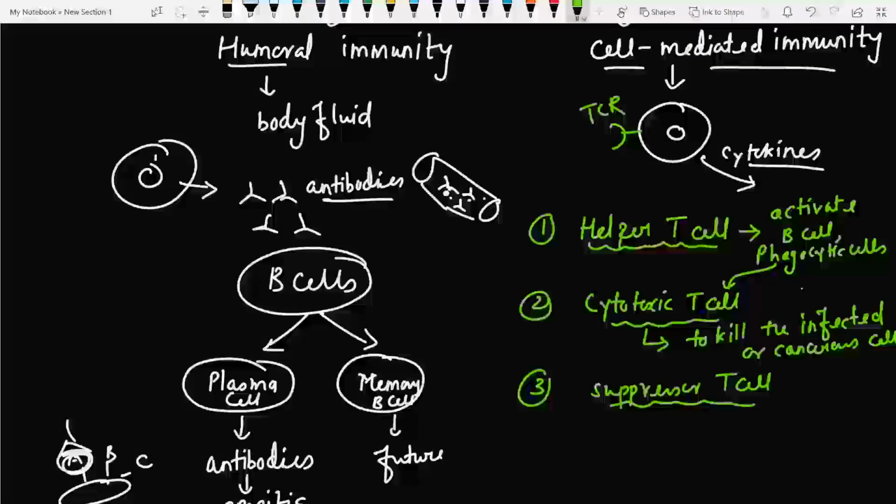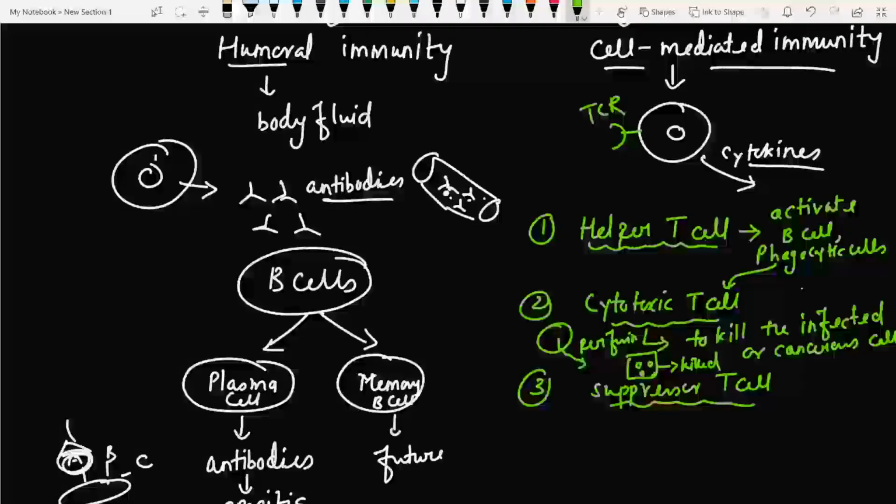So how does the cytotoxic cell work? Normally, let's say this is the cytotoxic cell, it will release perforin. This will give the signal to your normal cell. They will form pores and they will get killed or die.